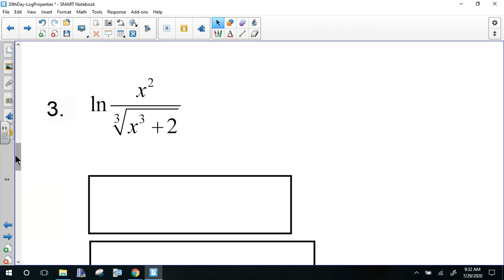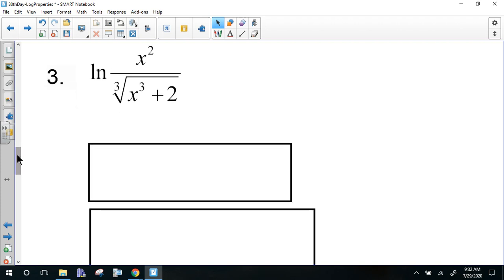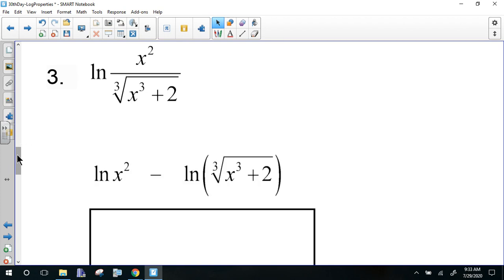Next example. I've got division going on. I've got a cube root, and I've got some exponents that I need to take care of. First step, we're going to undo the division by subtracting. So I'll take natural log x squared minus natural log cube root of x cubed plus 2.